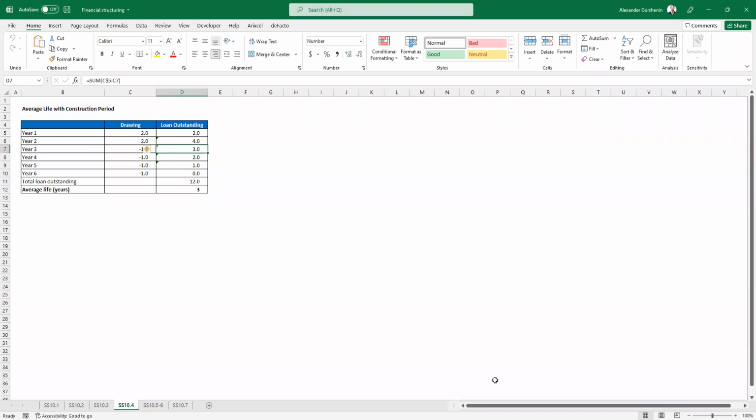Oh, sorry, I haven't shown. So here's the Excel file again, please have a look. We have 2 years of drawdown of the loan, +2 in the first year, +4 more in the second year, etc. Then we have an outflow. So we repay the loan for the next 4 years, and the calculation is the total loan outstanding divided by the maximum drawdown in this period. So the total loan divided by the maximum drawdown is 4. Okay, come back to the presentation.